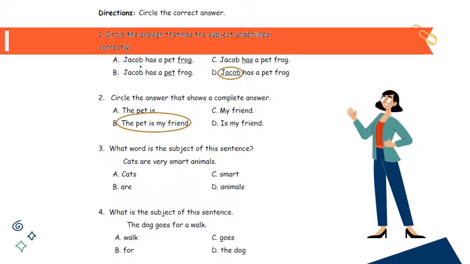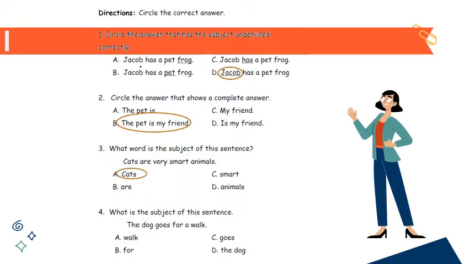Number 3. What word is the subject of this sentence? Let's read the sentence together. Cats are very smart animals. Who or what are very smart animals? Cats. So the subject is cats.